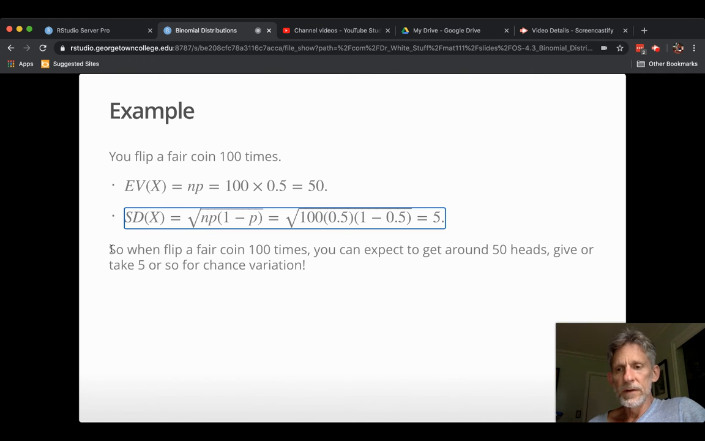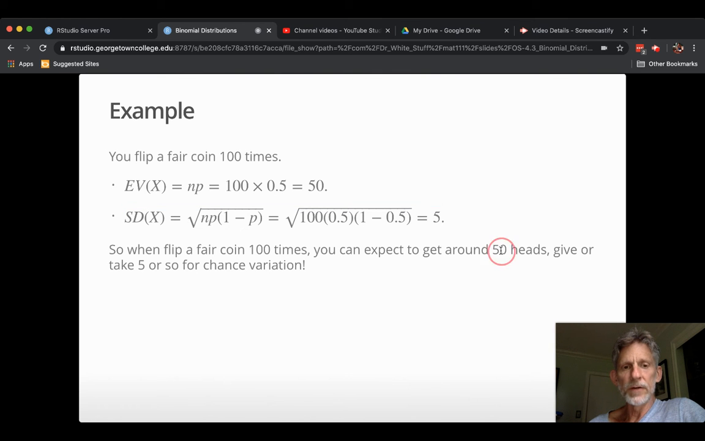The upshot is, when you flip a fair coin 100 times, you can expect to get around 50 heads, give or take 5 or so, for chance variation. 45 to 55 heads, totally standard outcome. 40 to 60 heads, that's what you're going to get practically any time. It would be really unusual and strange to get 70 or more heads or something like that.